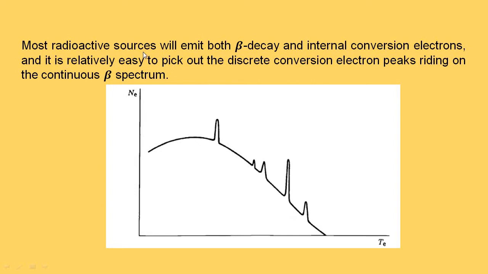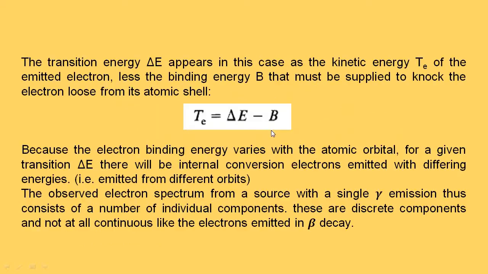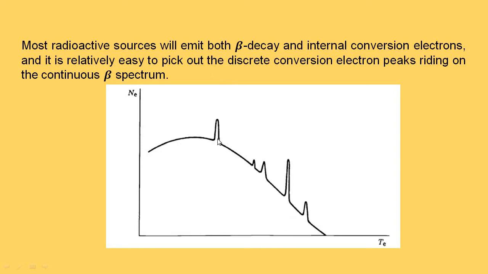Most radioactive sources will emit both beta decay and internal conversion electrons. Just as we have seen in this example, this is a beta decay, and after that beta decay, internal conversion is taking place. You just neglect these peaks here. So this is the form of your energy spectrum of beta decay.